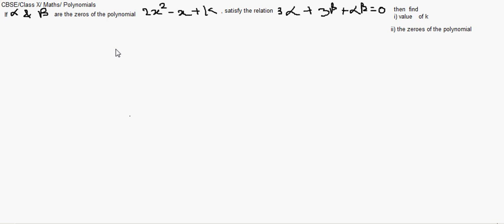Just to help you know if you have found the right answer, I give you the answers to the first part and the second part so that you can match with it. K you must find as minus 3, and the zeros of the polynomial will be x equals minus 1 and x equals 3 by 2. I hope you got this correct. Thank you.